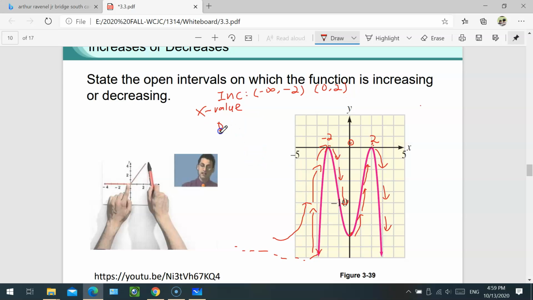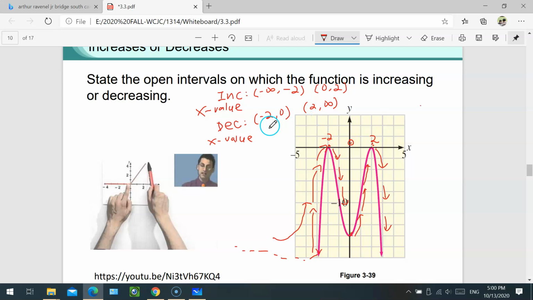For the decreasing interval, in the same way, we are looking for the x value. So the decreasing interval is from x equals -2 up to x equals 0. So we write down (-2, 0). Another decreasing interval is from 2 going to infinity. So you'll have (2, infinity).